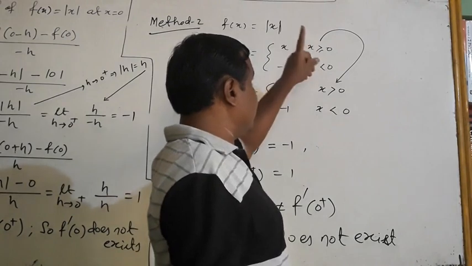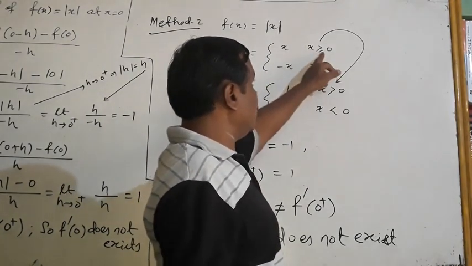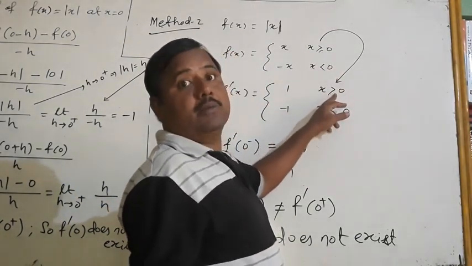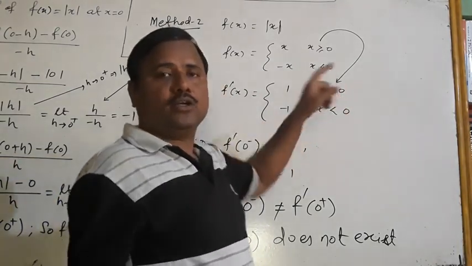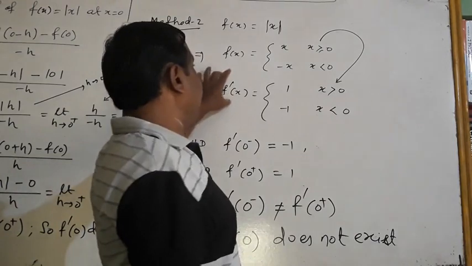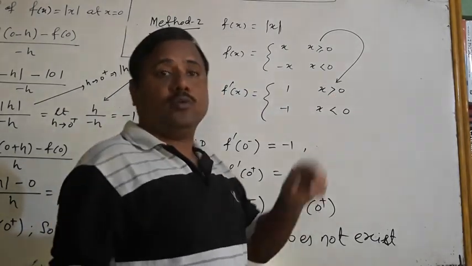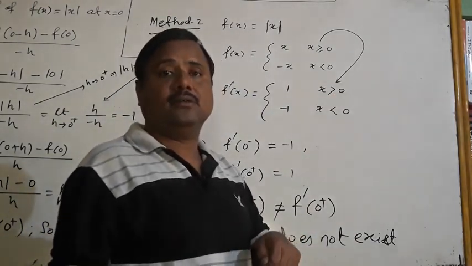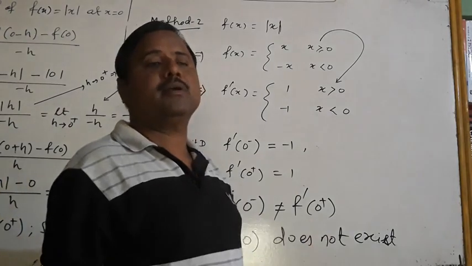Now mark this point. When you differentiate, the result is 1 for one part, and minus 1 for the other. But this is a very important thing. Don't put the equal mark here, mind it, because you do not know the derivative at x is equal to 0. You are going to test whether it is differentiable at that point or not.